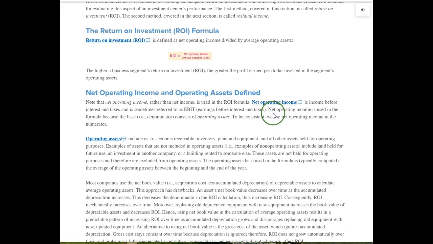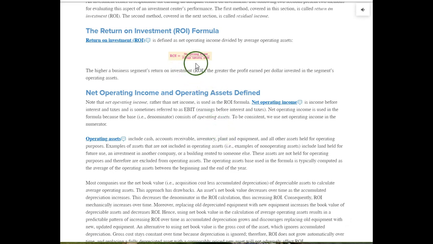Net operating income. This is not net income. If you remember in the multi-step income statement, about halfway down or so, we came up with a term called net operating income. Now below that on the income statement, you had taxes taken away and other items, non-operating items. So this is often referred to as, you can see it here, EBIT, earnings before interest and taxes. So that will be our net operating income.